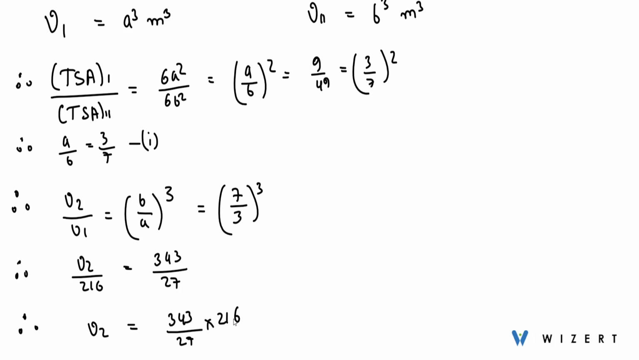Now 27 will cancel out 216 and will produce 8. So 343 multiplied by 8 will give us 2744 meter cube.